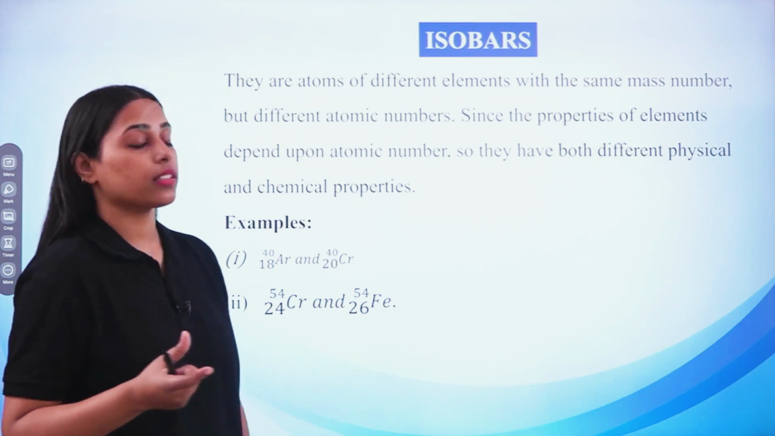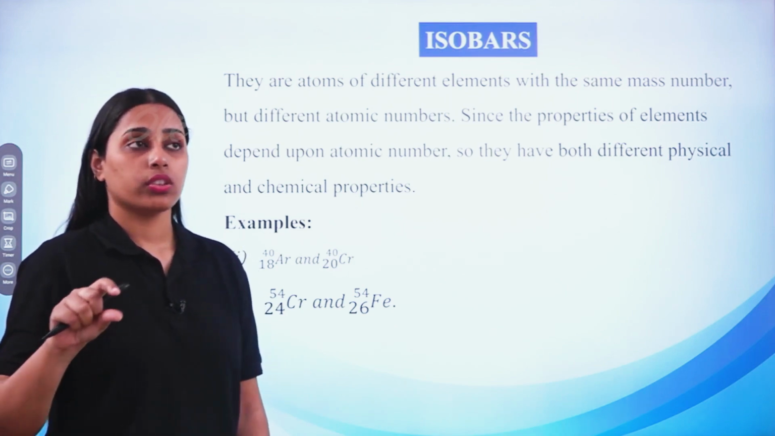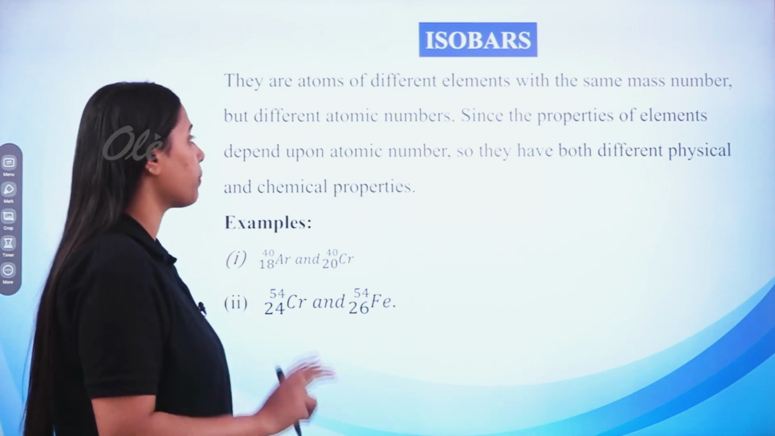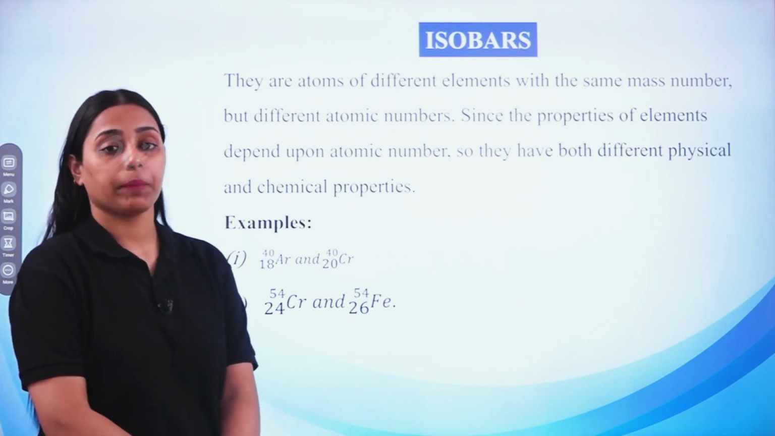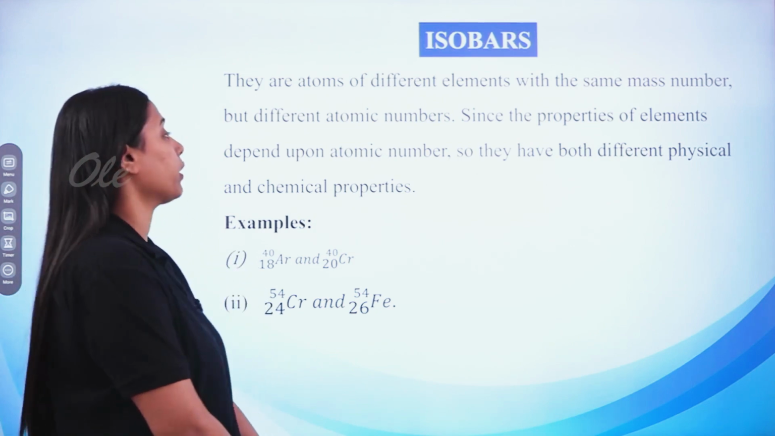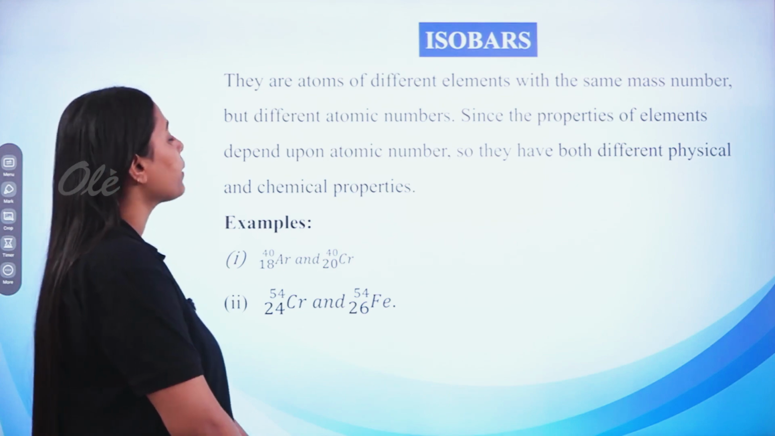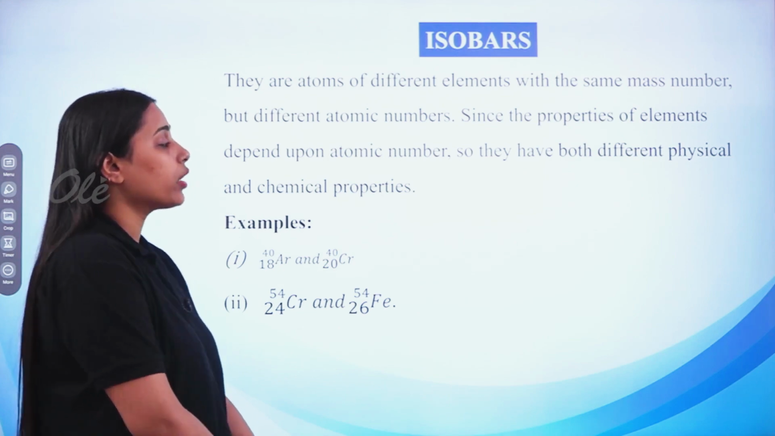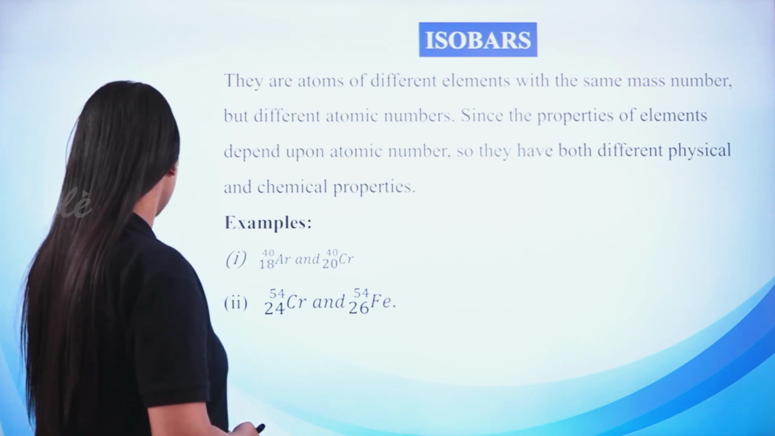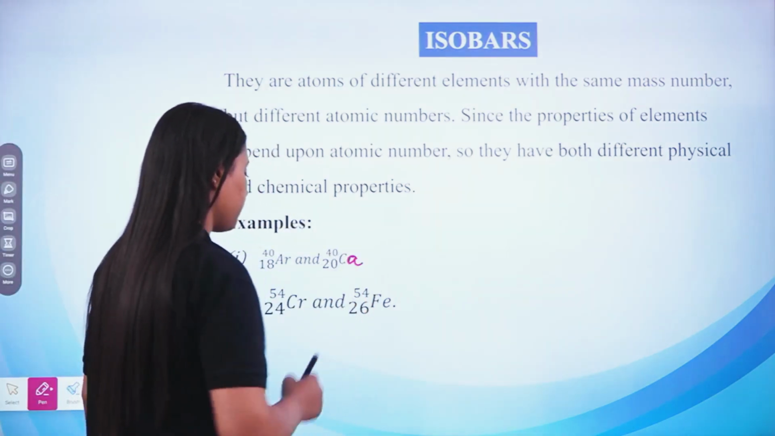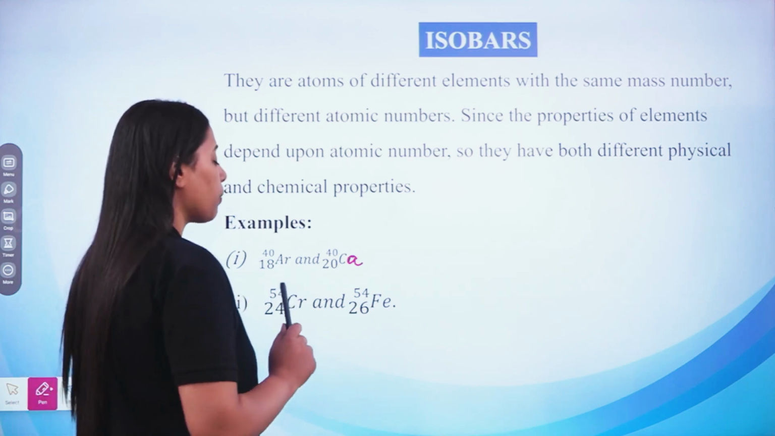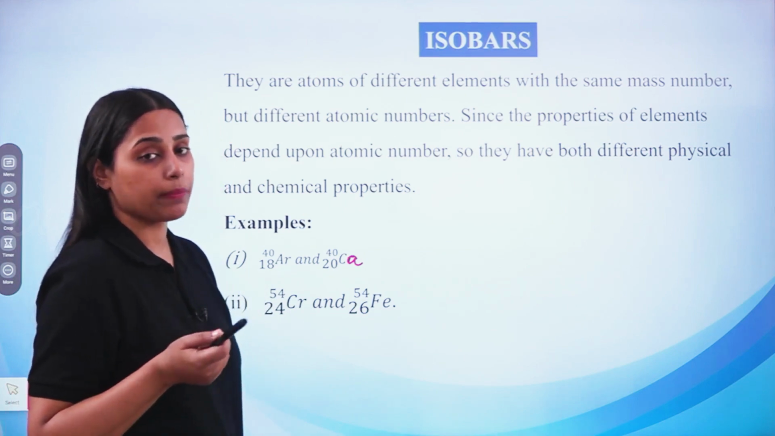Then there is another category, isobars. Like we explained for isotopes, there is just the opposite difference for isobars. They are atoms of different elements with the same mass number. So here the mass is the same but the atomic number is different. Since the properties of an element depend upon atomic number, they have different physical and chemical properties. For example, argon and calcium. Argon has atomic number 18, calcium has atomic number 20, but their masses are the same, that is 40.